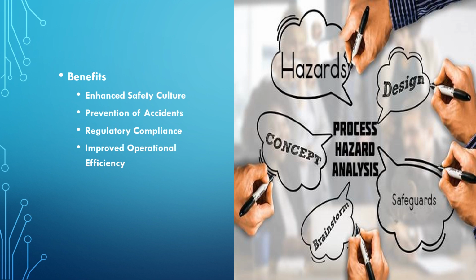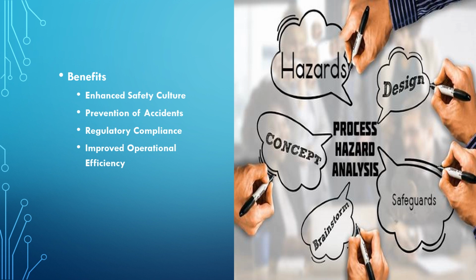Second, prevention of accidents. Process hazard analysis aims to identify and address potential hazards before they lead to accidents. By proactively managing risks, organizations can prevent catastrophic incidents, safeguarding both personnel and assets.